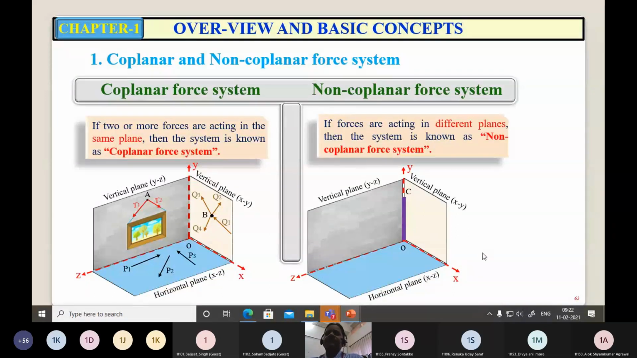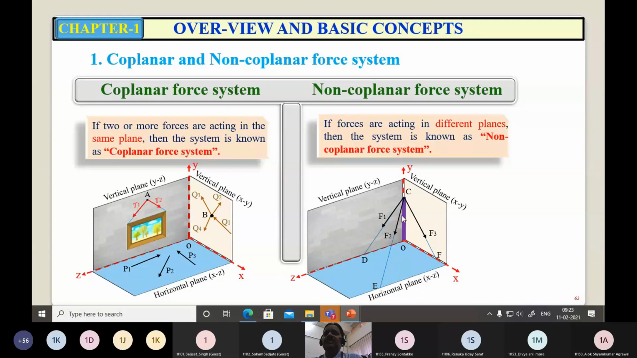Now there is a pole, say OC, which is held by three ropes, say CD, CE, and CF. So this post is held by three ropes which are in three different planes. Let the tensions in these ropes be F1, F2, F3. Now it is a force system having three forces, F1, F2, F3. But F1 is acting in a YZ plane, right? It is acting along the line of action, say CD. So it is in the YZ plane.